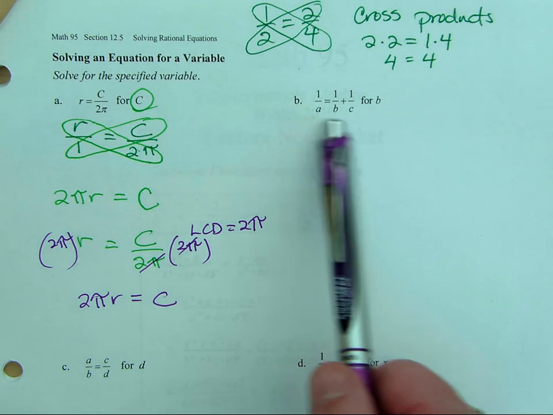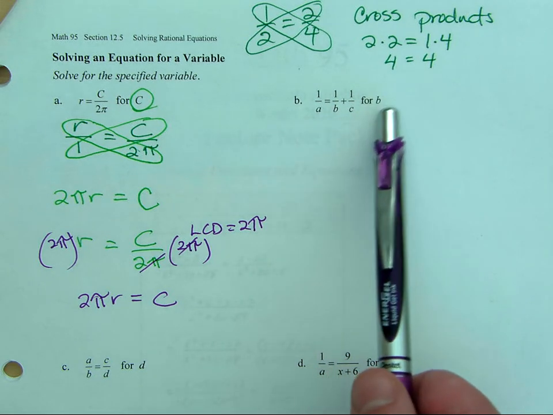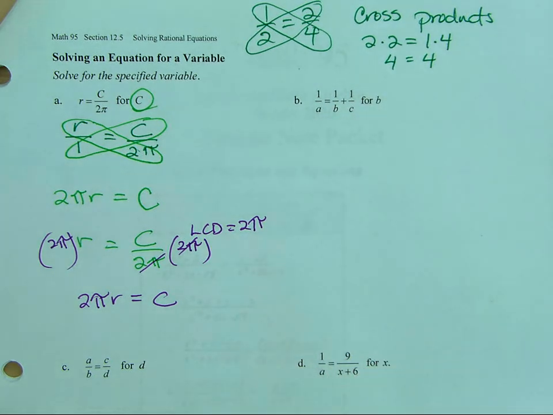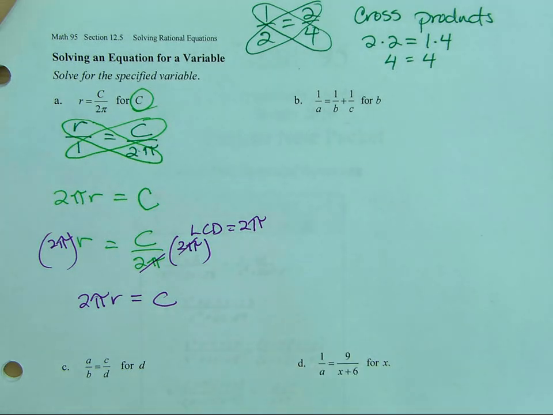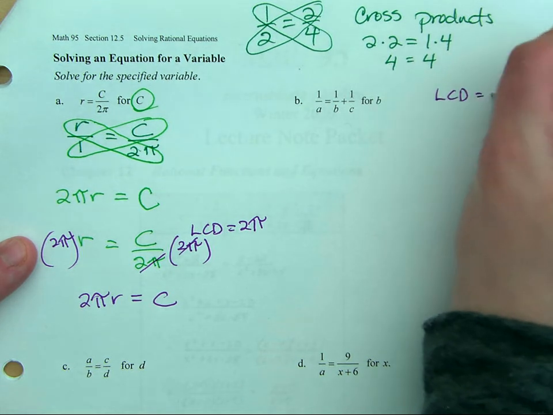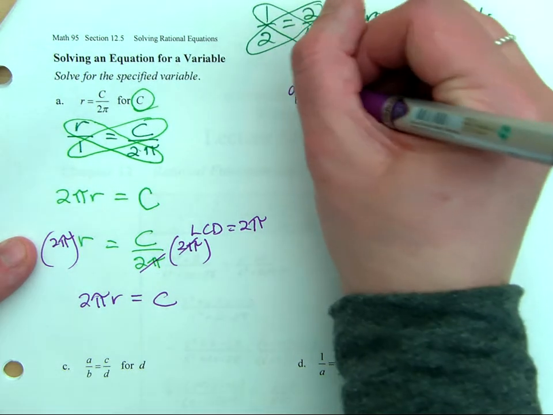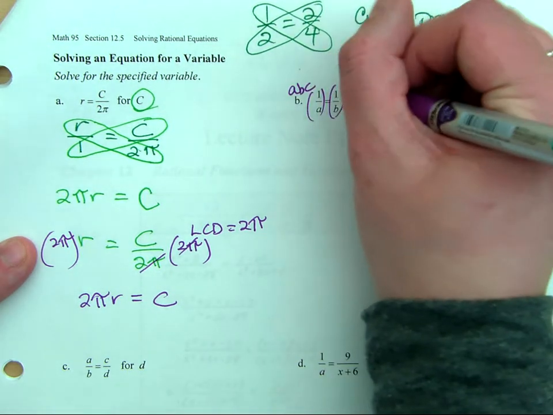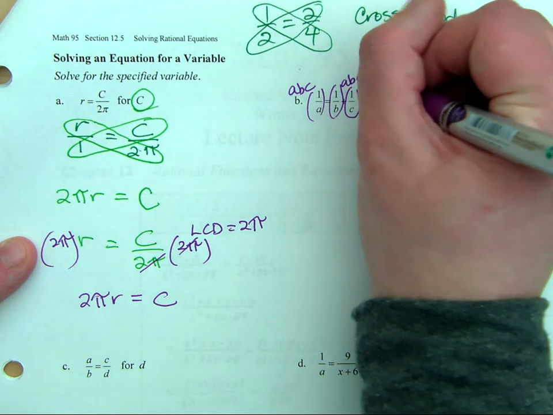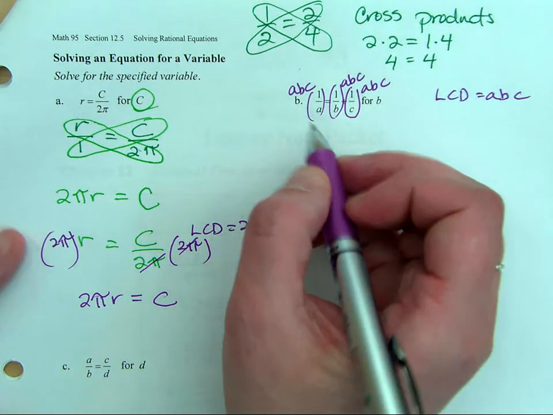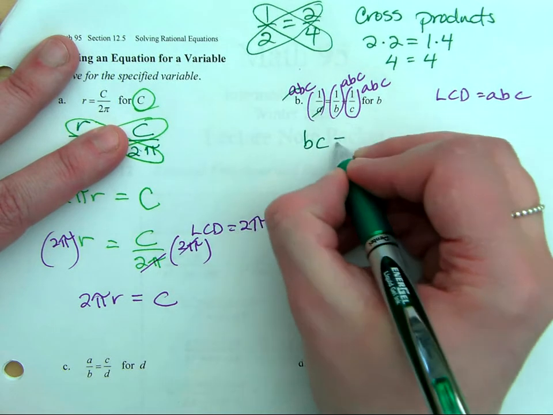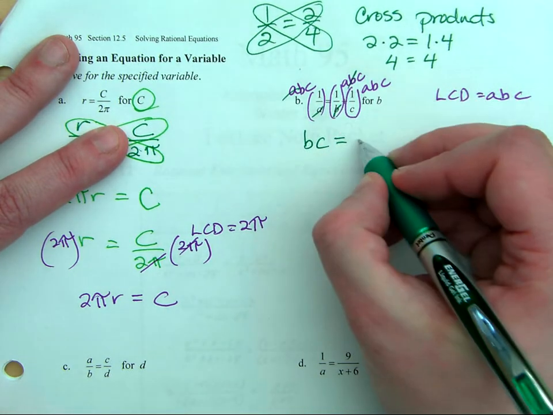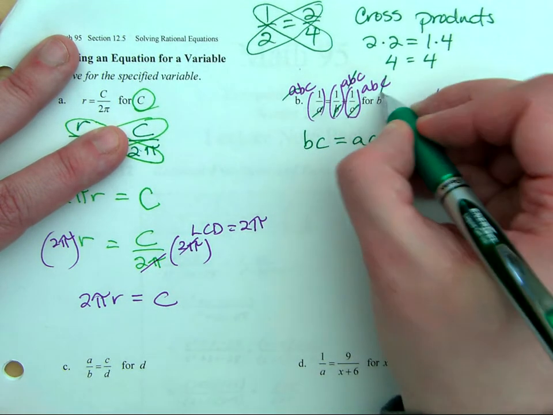Here, oh my goodness, there's a lot going on here. So you want to get b by itself. Does anybody have any thoughts about how we could get b by itself in this example? Well, we can always clear fractions by, yes, multiply by the LCD. What is the LCD here? Yes, it is ABC. So if I multiply this one by ABC, this one by ABC, and this one by ABC, what happens to the A's? They cancel. So what's left there? BC equals, the B's cancel, and you're left with AC, and the C's cancel, and you're left with AB.